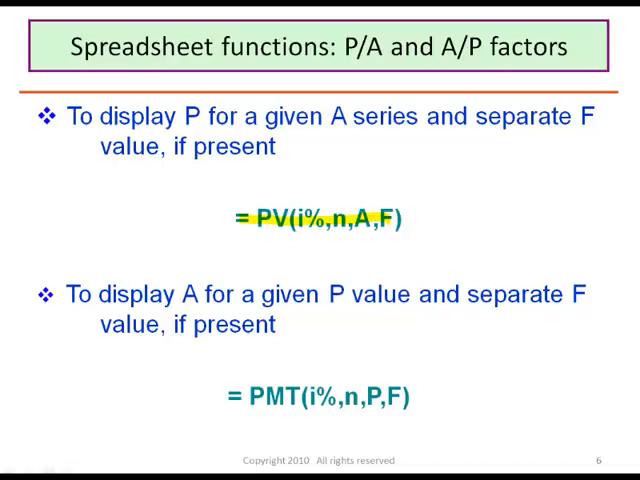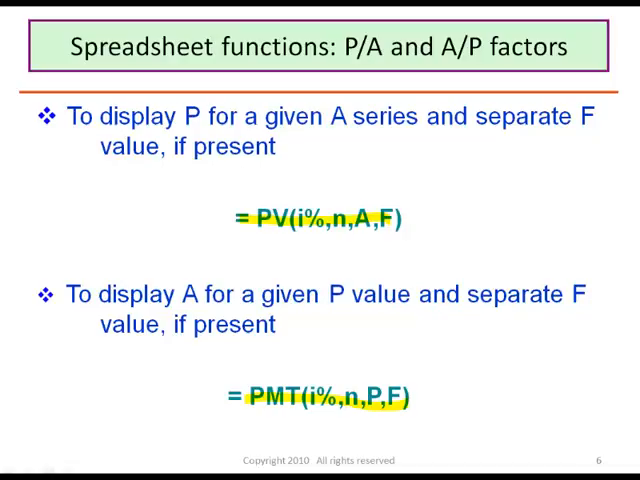Similarly, if the A series for N years is required for a known P, use the payment or PMT function. It finds the A value. Again, if there is a single F value known, it is entered. If none, omit the F or enter a 0. Both the PV and PMT functions display the opposite sign of the parameters entered.